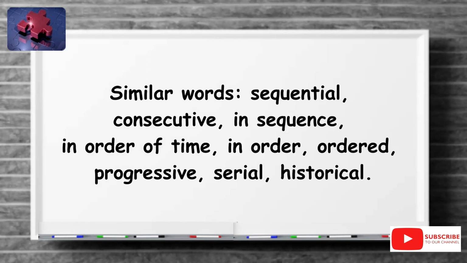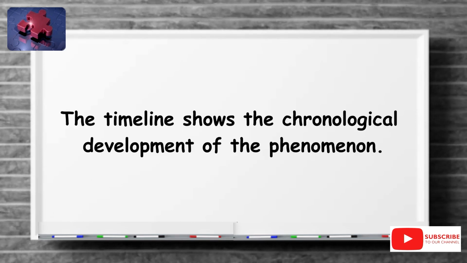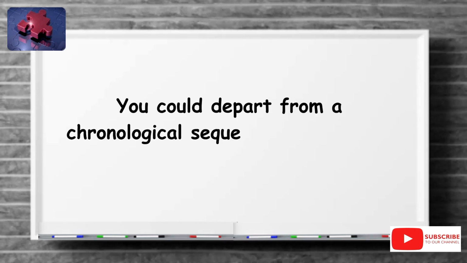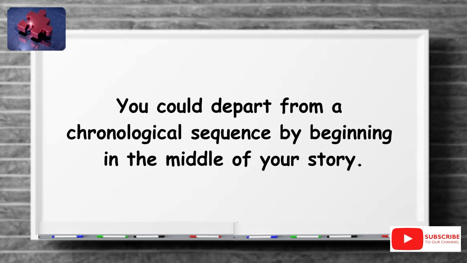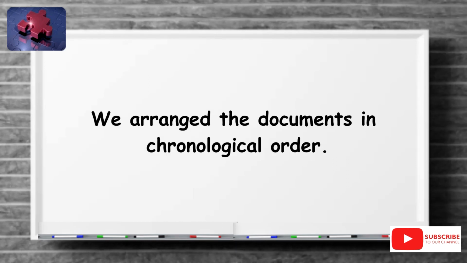Similar words include sequential, consecutive, in sequence, in order of time, in order, ordered, progressive, serial, historical. Examples of sentences using chronological are: The timeline shows the chronological development of the phenomenon. You could depart from a chronological sequence by beginning in the middle of your story. The article describes the chronological sequence of events. We arranged the documents in chronological order.